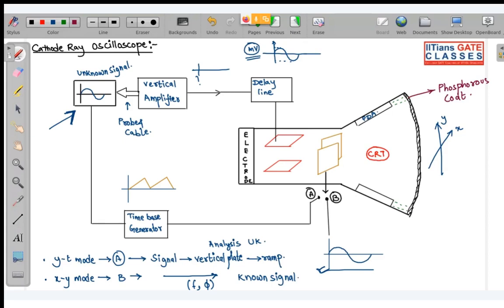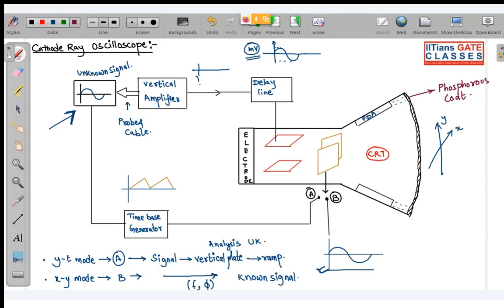PDA, post deflection accelerator. PDA provides linear motion to deflected electron so that electron hits the screen with high velocity.